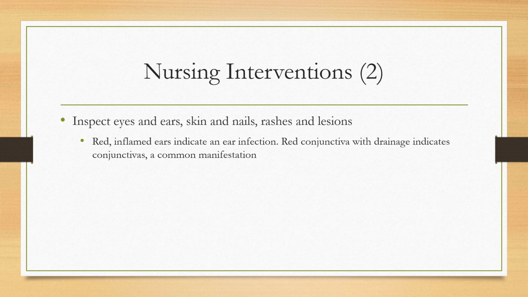We are going to look at the eyes, we're going to look at the ears, we're going to look at the skin, the nails. We are looking for rashes, we are looking for lesions. Red, inflamed ears will indicate an ear infection. Red conjunctiva with drainage will indicate conjunctivitis, which is a common manifestation.